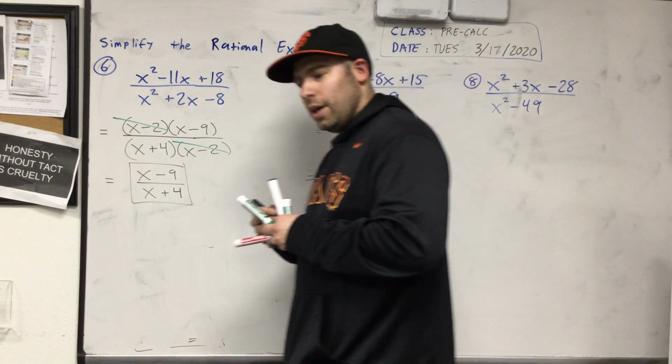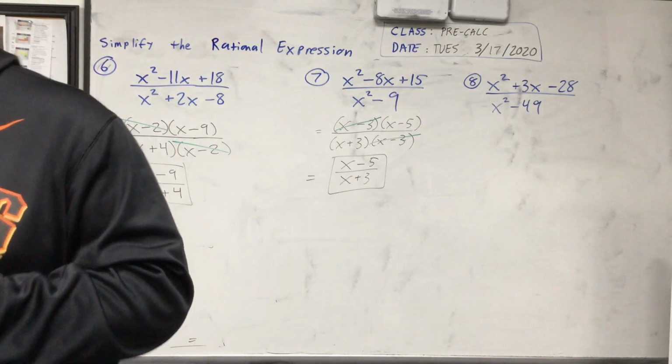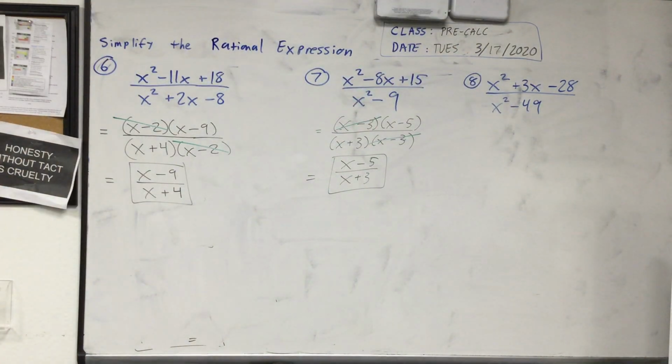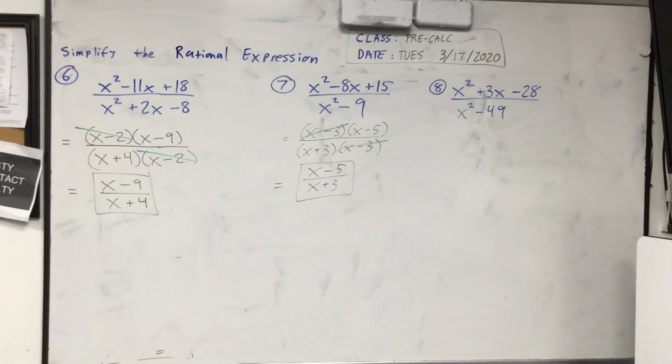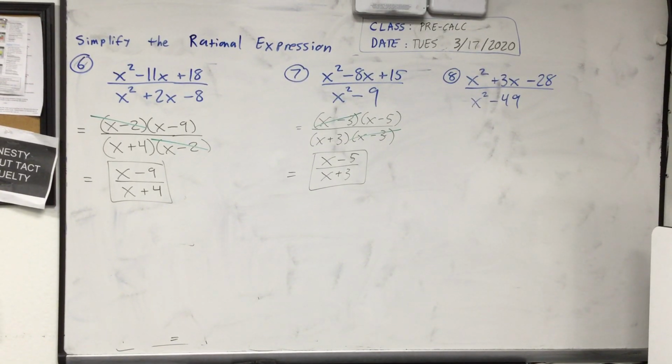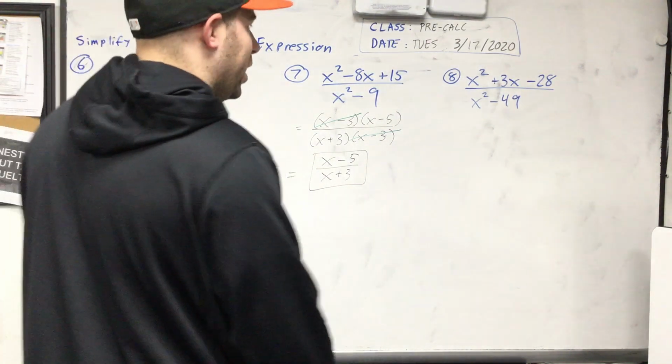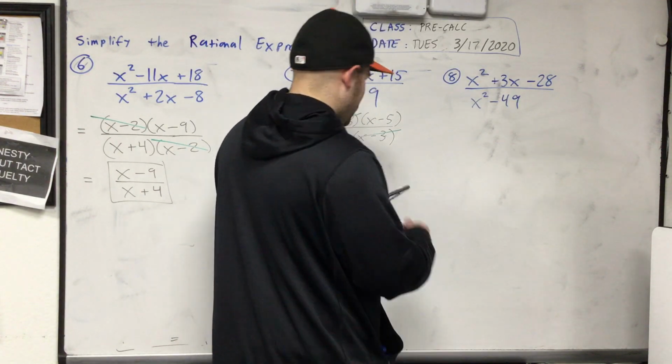Okay. And finally, the last problem. I'm going to shift it to the right because I don't think the camera can fit all that. There we go. Okay, x squared plus 3x minus 28 over x squared minus 49. Ooh, we got some conjugates.